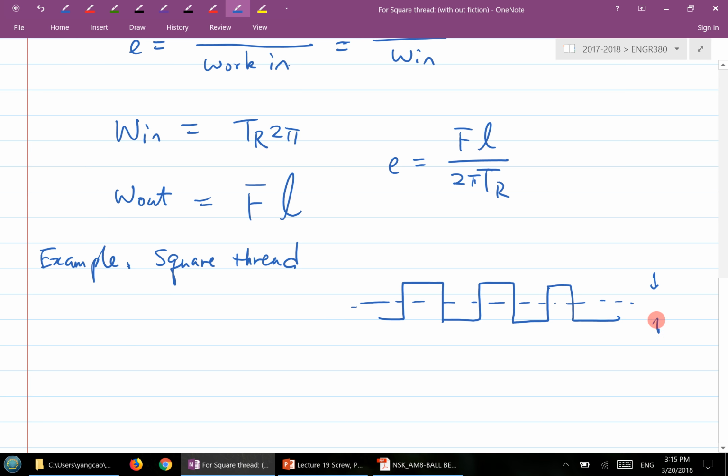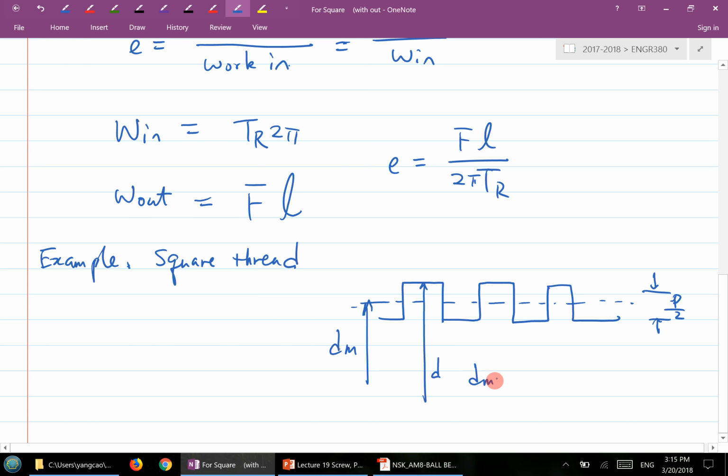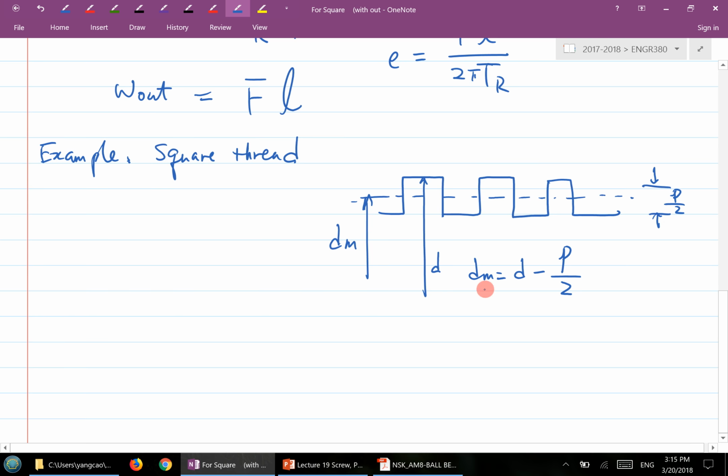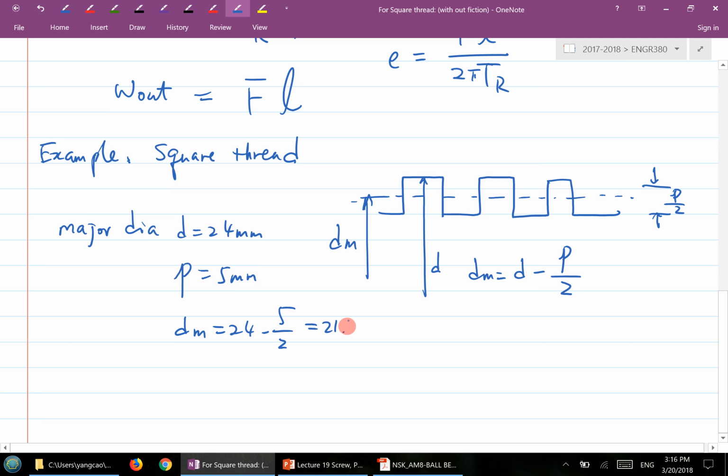And the thread is always P over 2, so that's pitch divided by 2. From here to the other side, you get your mean diameter dm, and from here to the other side, you get your major diameter d, and dm equals d minus p over 2. So the mean diameter, the pitch diameter, equals the major diameter minus the pitch over 2. Let's say for this particular thread, we have our major diameter D equal to 24 millimeter, and pitch equal to 5 millimeter, and dm equal to 24 minus 5 over 2, which is 21.5 millimeter.